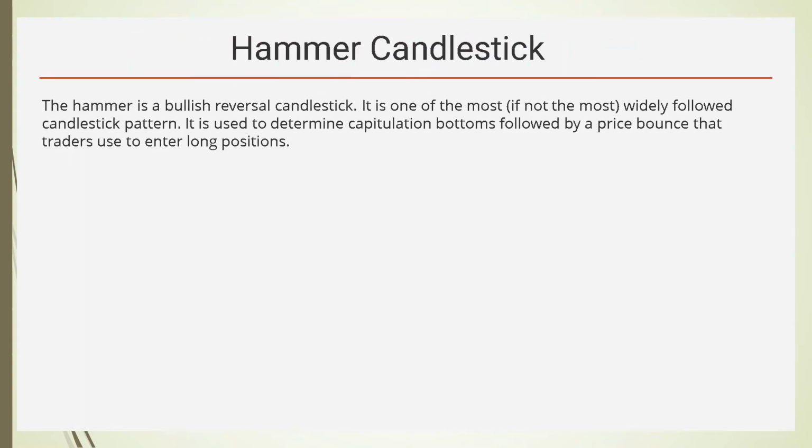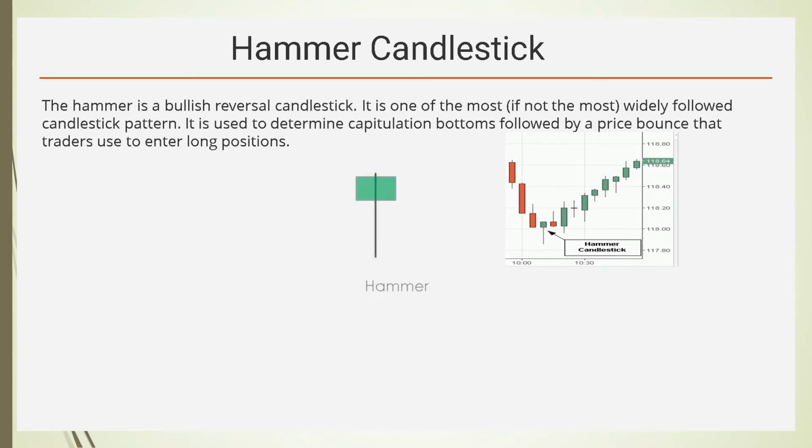The hammer is a bullish reversal candlestick. It is one of the most, if not the most, widely followed candlestick patterns. It is used to determine capitulation bottoms, followed by a price bounce that traders use to enter long positions.